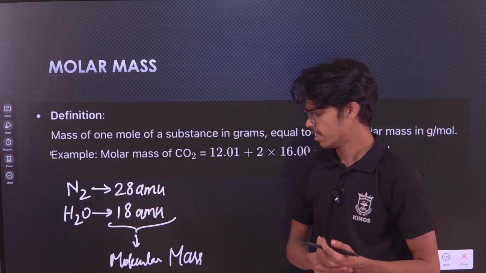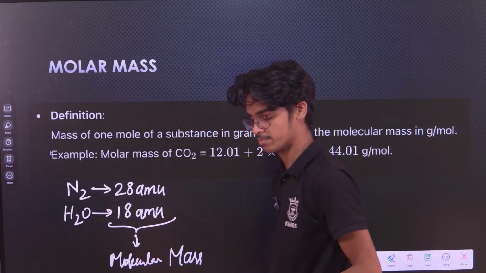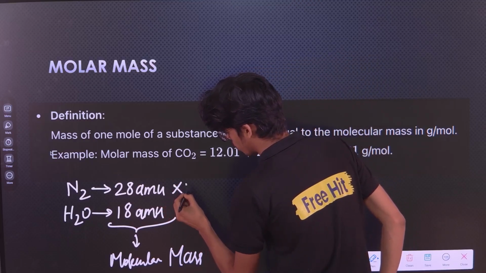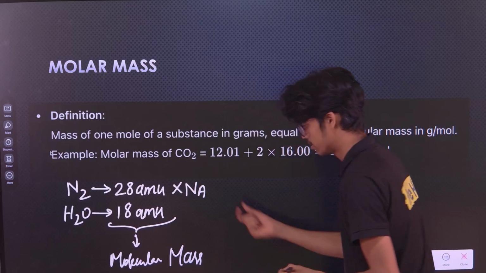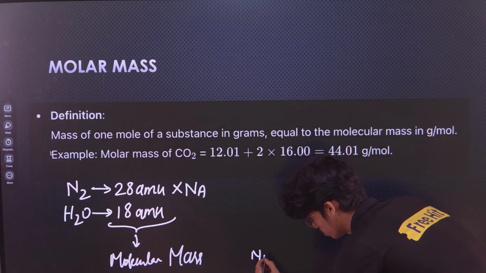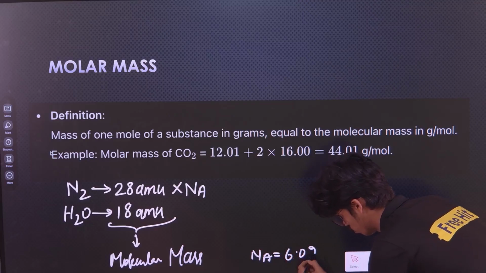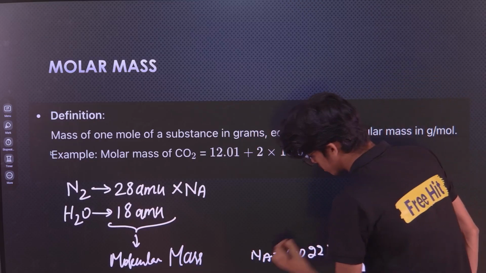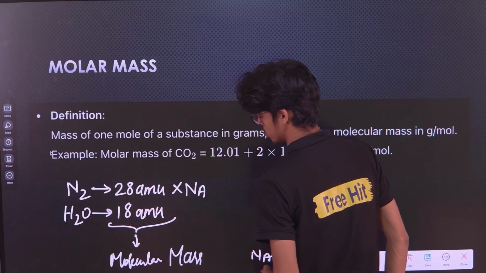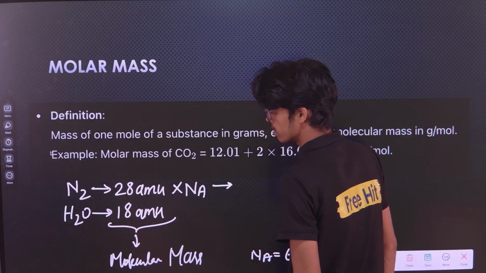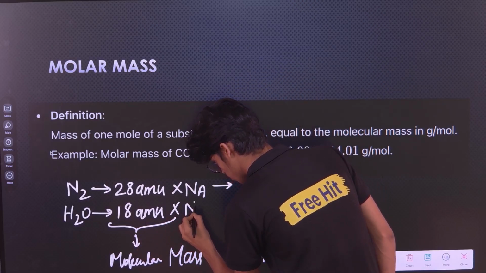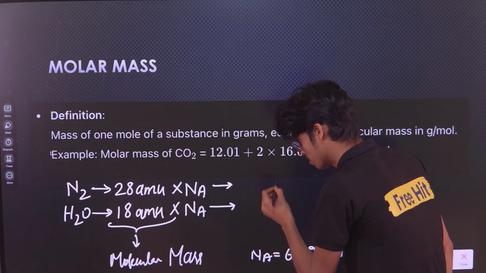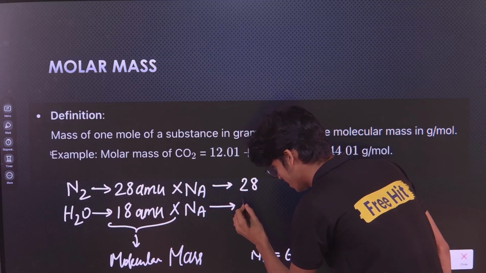Now, if we want to take 1 mole of nitrogen or 1 mole of water, how can I make 1 mole? When you have a single molecule and you take Na number of them, Na has a value of 6.022 into 10 to the power 23. If you take this many molecules of nitrogen, what will be its mass? Same way, if you take this many molecules of water, what will be its mass? The mass will be 28, and the mass will be 18.